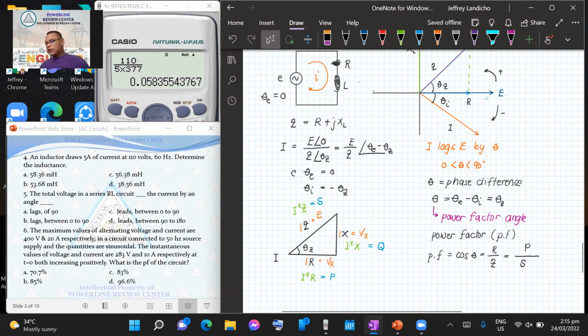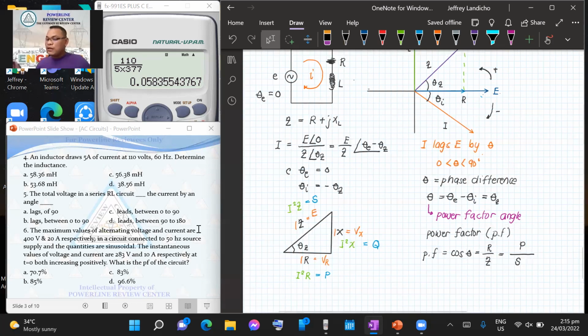Kaya kapag alam mo itong analysis ng ating impedance triangle, hindi ka na maliligaw dyan. Lahat ng problem dyan sa alternating quantity, makikita mo ang formula using this impedance triangle. So in that case, for problem number 5, again, that is just an objective. The total voltage in the series RL circuit blank the current by an angle of what? So si voltage ang pinag-uusapan.